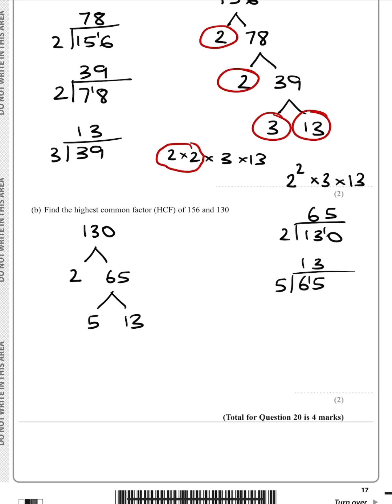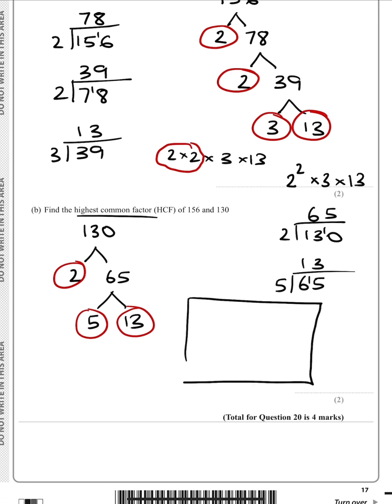And now I'm left with 13, which is also a prime number. So I've got 2, 5, and 13. At this point, I am going to draw a Venn diagram to help me find the highest common factor. So in my Venn diagram, I'm going to write factors of 156 in one set and factors of 130 in the other set. Now the common factor that was a factor of both is 2.